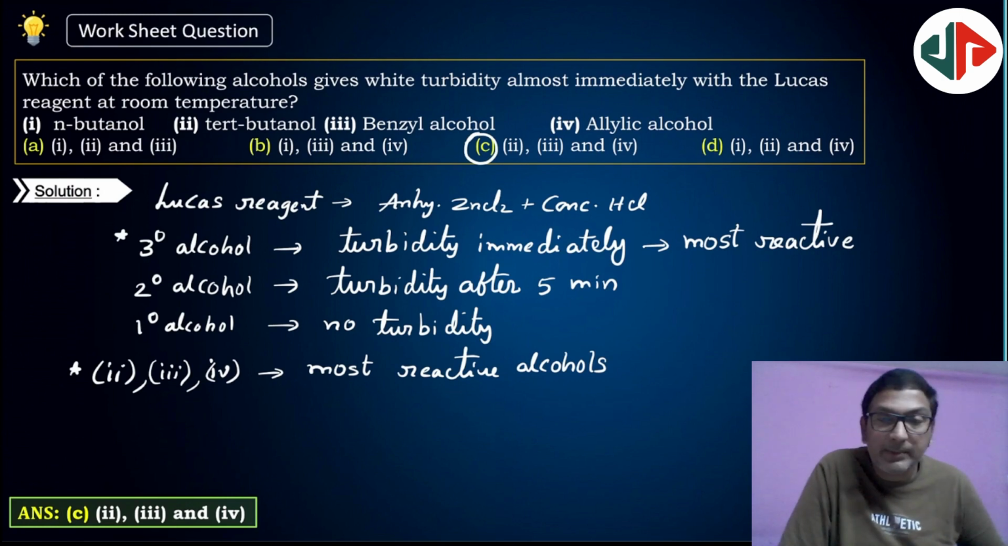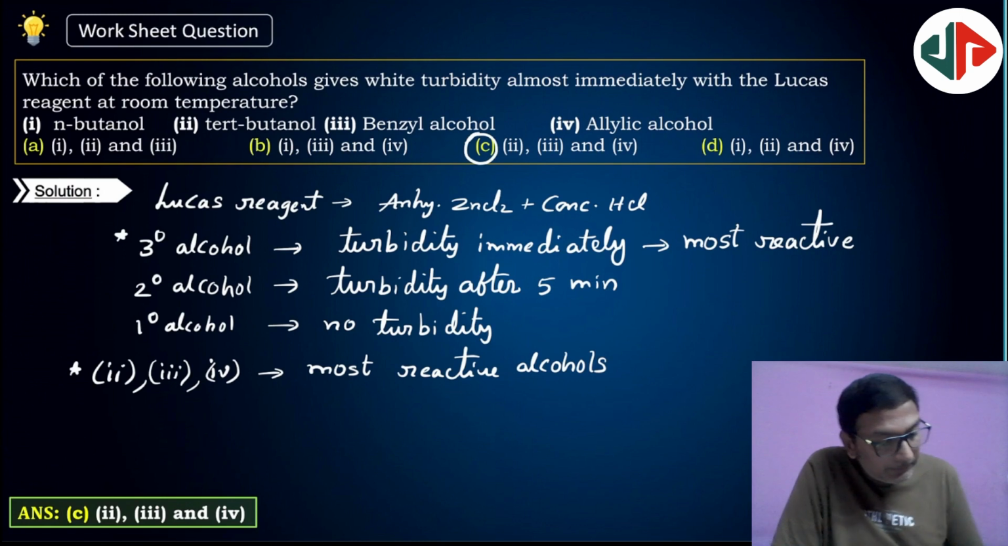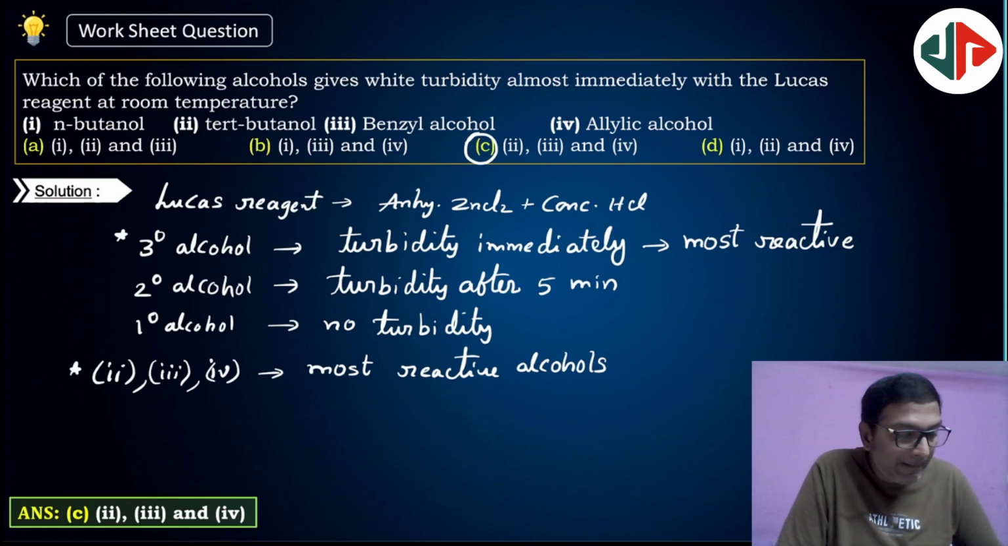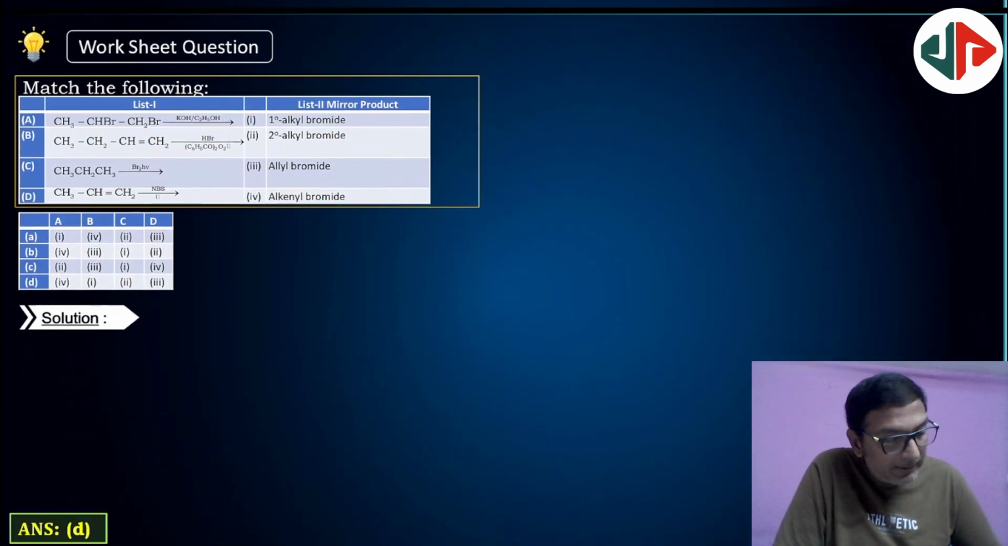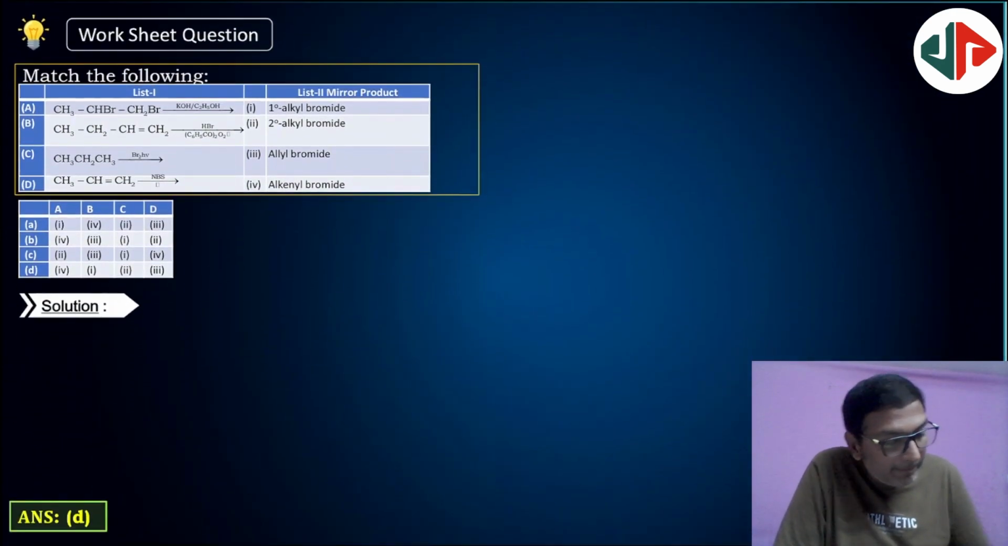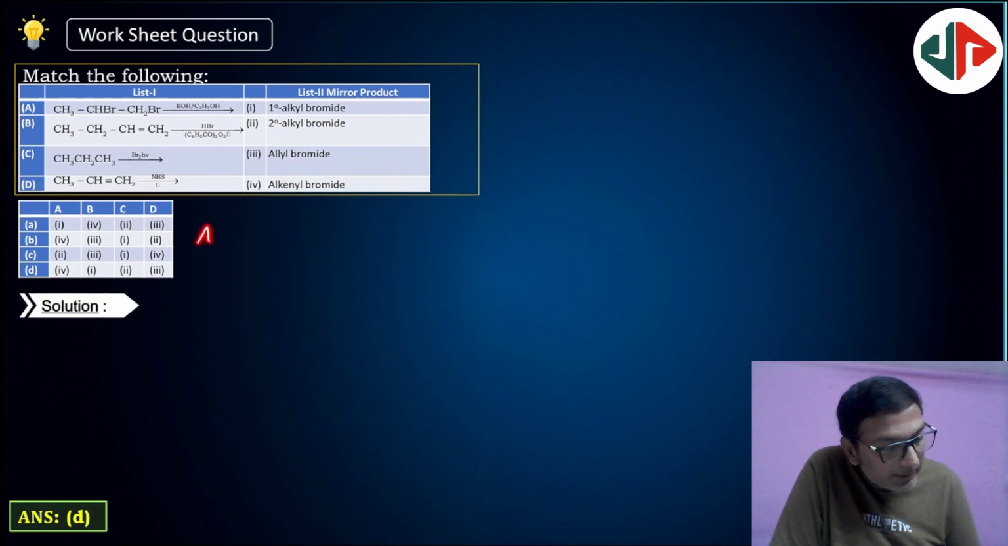So the first one is a primary alcohol, that will not give turbidity. So very important: the most reactive will give turbidity immediately. Next, see here. So option A.